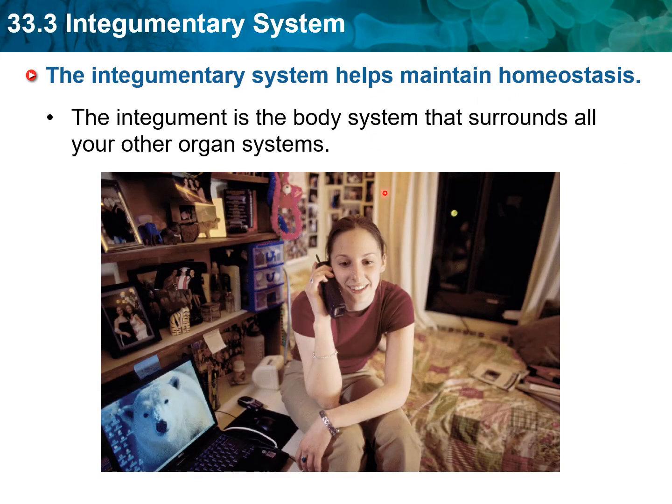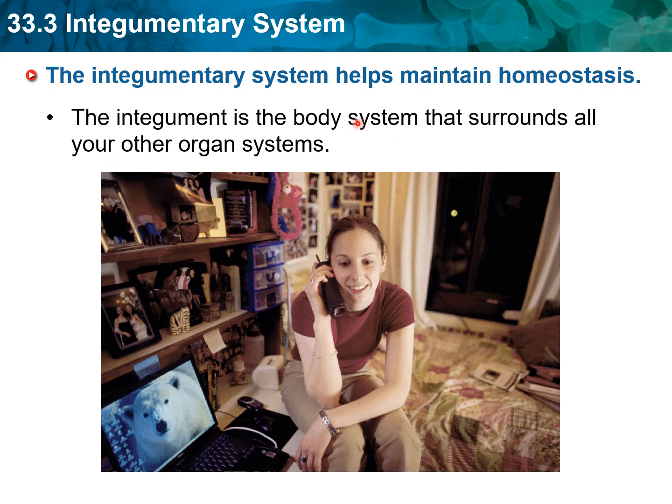So the second function, in addition to protecting your body, is to maintain homeostasis. And as you know, all the organ systems in your body help maintain homeostasis in one way or another. So the question is, how does the integumentary system help in doing that?